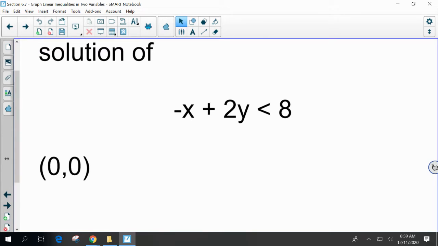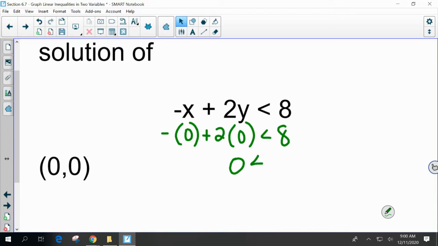So what we're going to do is substitute the ordered pair for x and y. So we would have -0 plus 2 times 0 and see if that's less than 8. So -0 plus 2 times 0 would be what? 0. So 0 is in fact less than 8. So this would be a solution to that inequality.